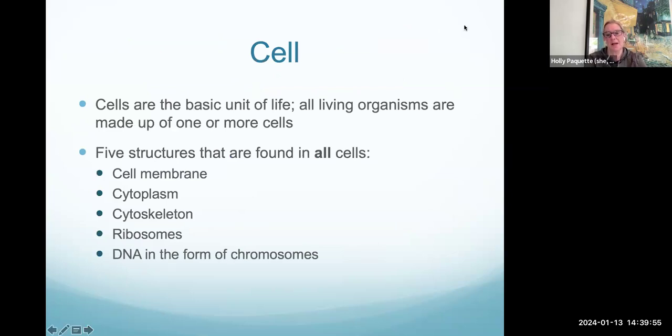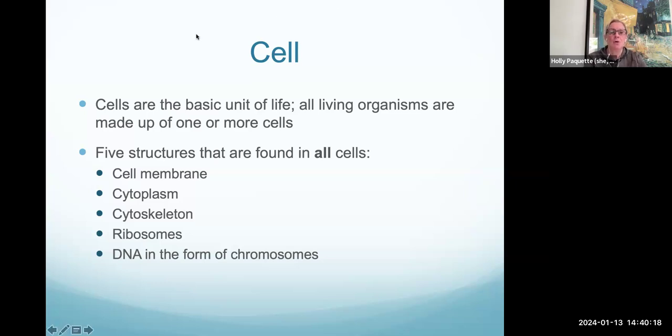So the definition for a cell is that they are the basic unit of life, meaning that all organisms that are considered living are made up of one or more cells. There are single-celled organisms and multicellular organisms, but the common structure amongst all of these living organisms is that they're all made of a cell or multiple cells.